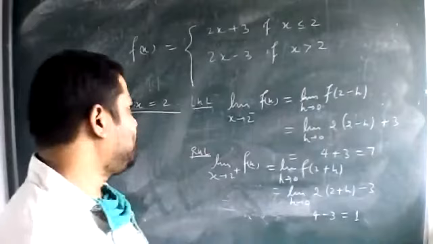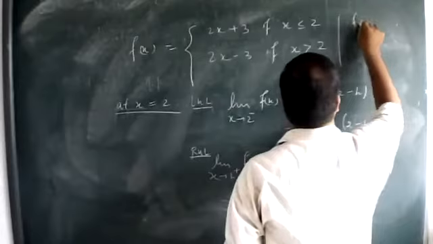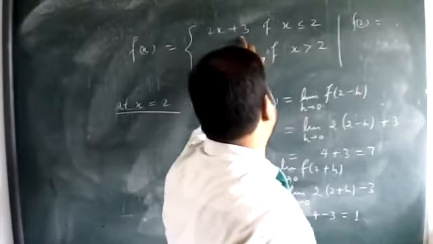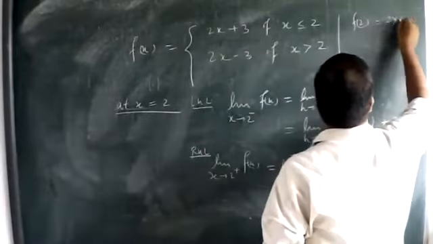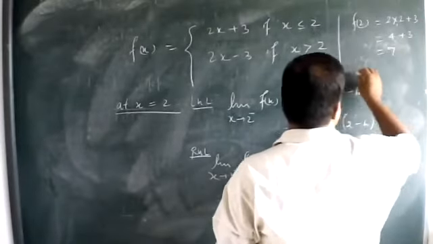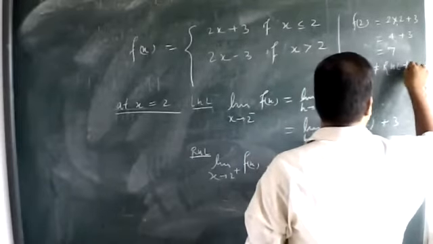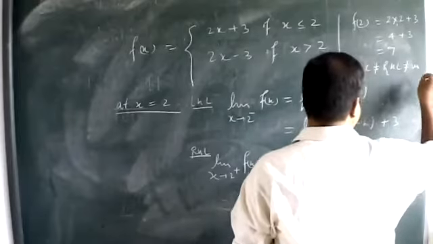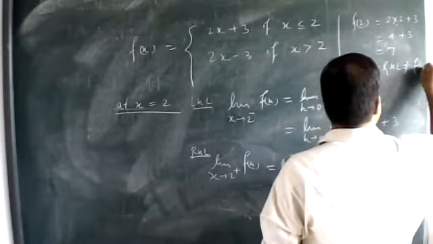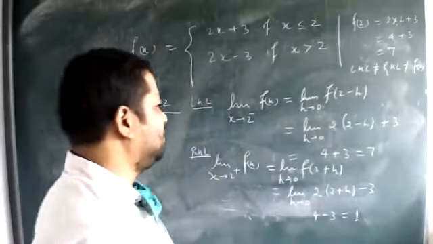Okay. Now, you find the value of the function, f(2). f(2) is the value of the function. At x equal to 2, the function is defined as 2x plus 3. 2 times 2 plus 3, this is 4 plus 3, and this is 7. So LHL does not equal RHL, which does not equal the value of the function. So the function is discontinuous at x equal to 2.